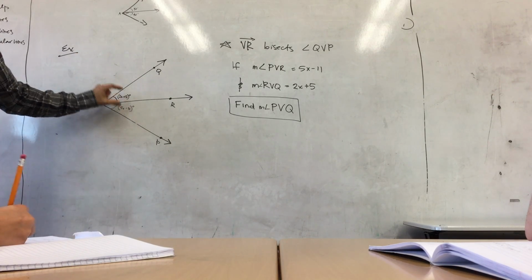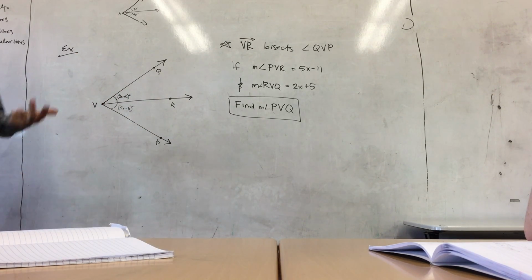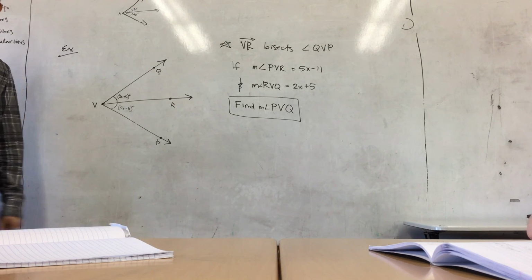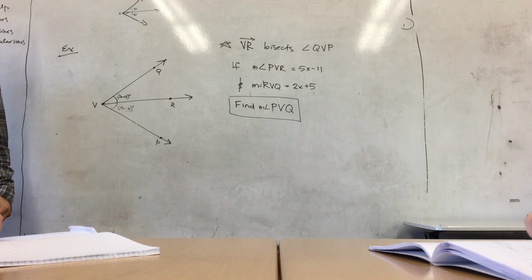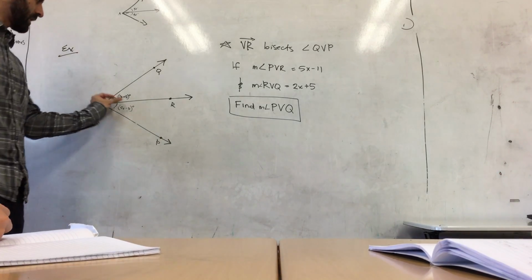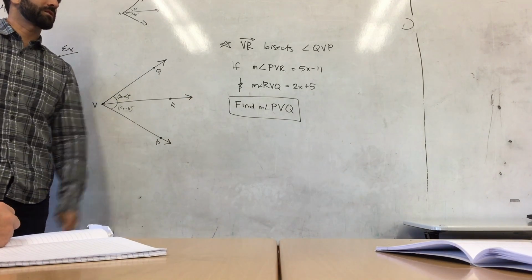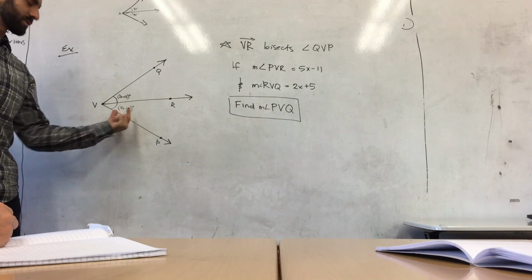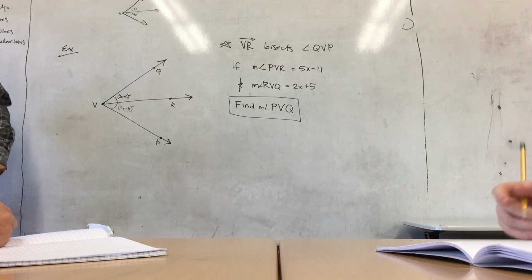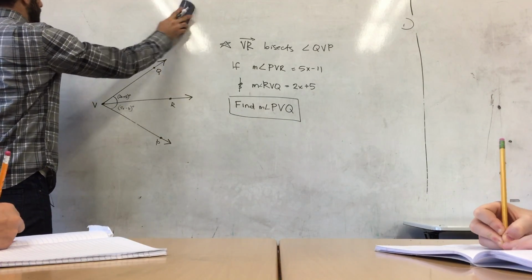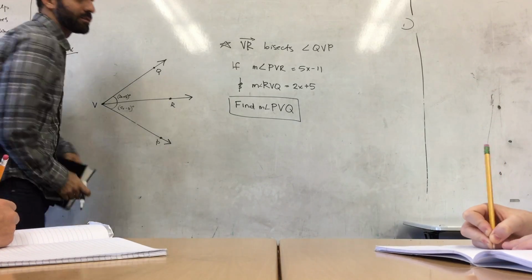How do we solve for the measure of this angle now? You guys have all the information you need. Can you set up a problem to do that? You just started it. You told me that this is equal to this. Represent that mathematically. We just write that out underneath it. Write it out.